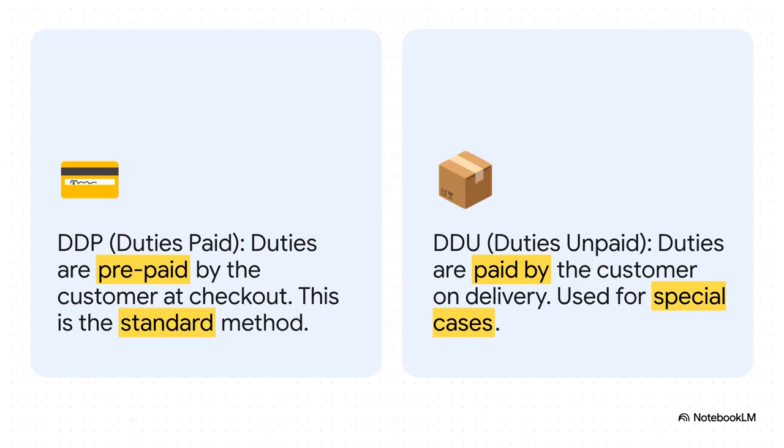But before we get into those, we have to be crystal clear on the difference between DDP and DDU. We've mentioned DDP, Duties Delivered Paid. That's the Global E standard. Customer pays at checkout, no surprises. The other one is DDU, Duties Delivered Unpaid. That means the customer gets a bill for duties when the package arrives. Understanding this difference is absolutely fundamental for what's coming next.